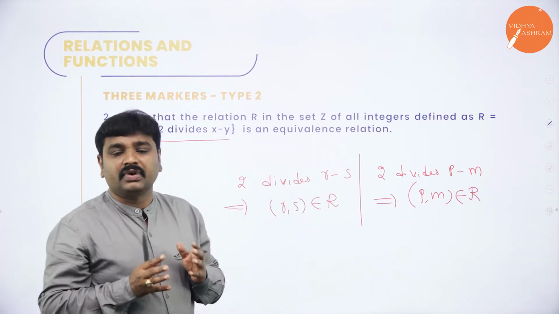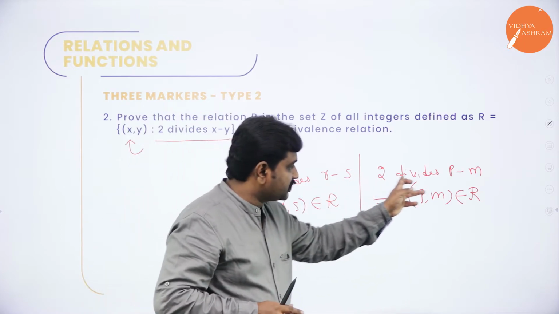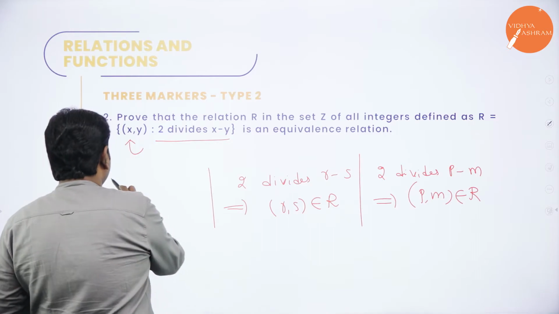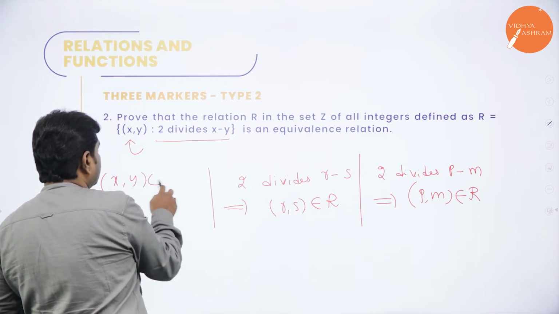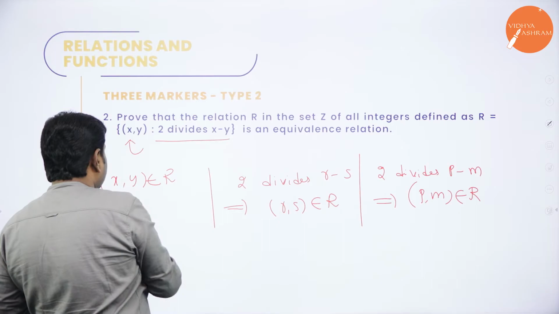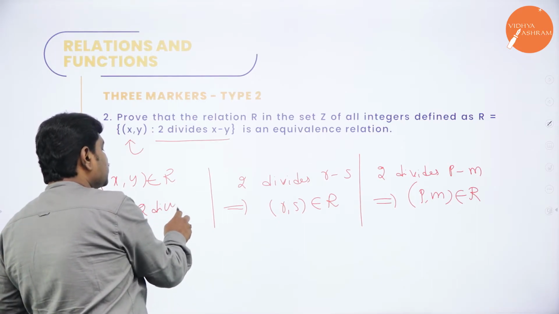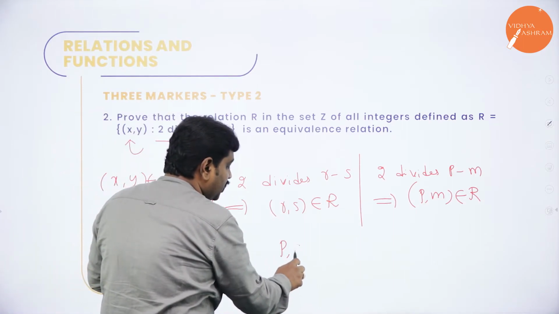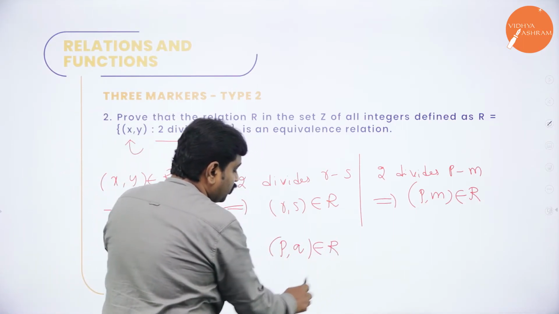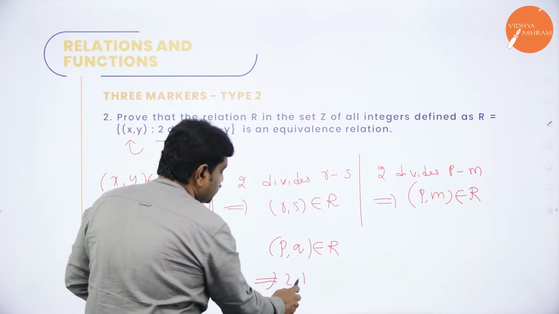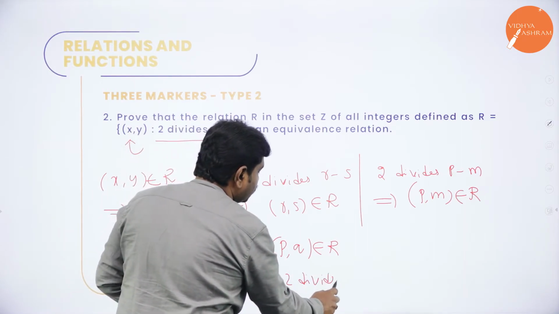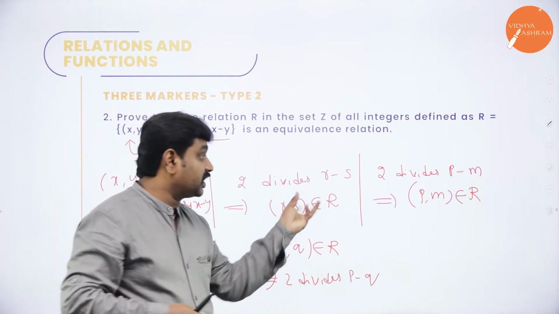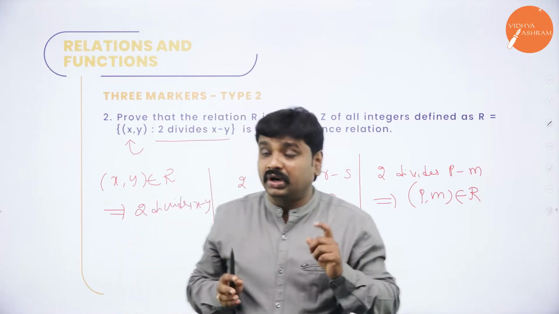So now if you understand this method, then when they give this sentence, you can conclude this. Similarly, vice versa. If they tell (x, y) belongs to R, it means 2 divides x minus y. That's it. Or if I tell (P, Q) belongs to R, this implies 2 divides P minus Q. I hope all of you understood the method. I repeated the same thing with different alphabets so that you get the logic here.